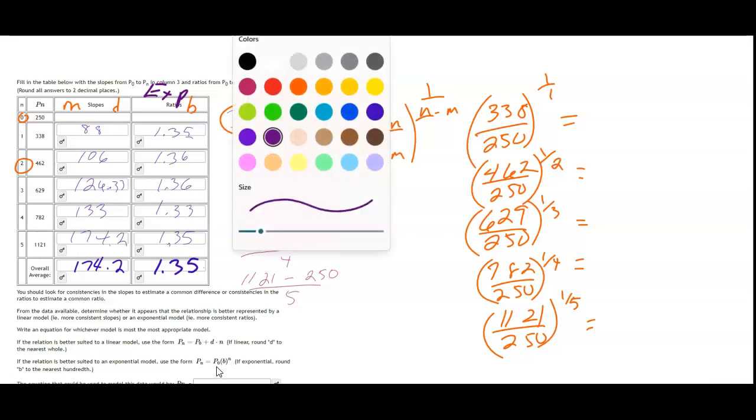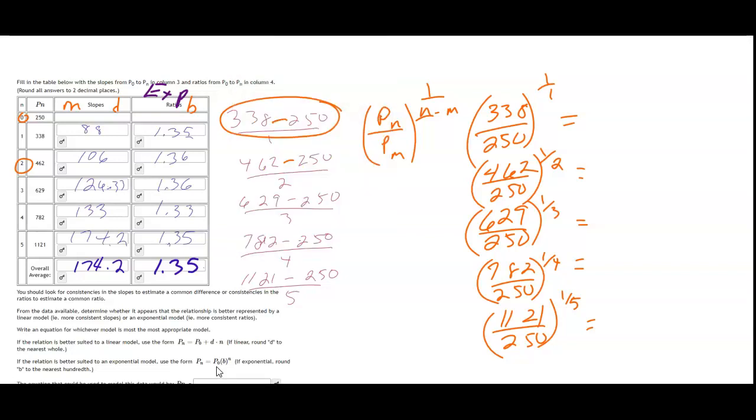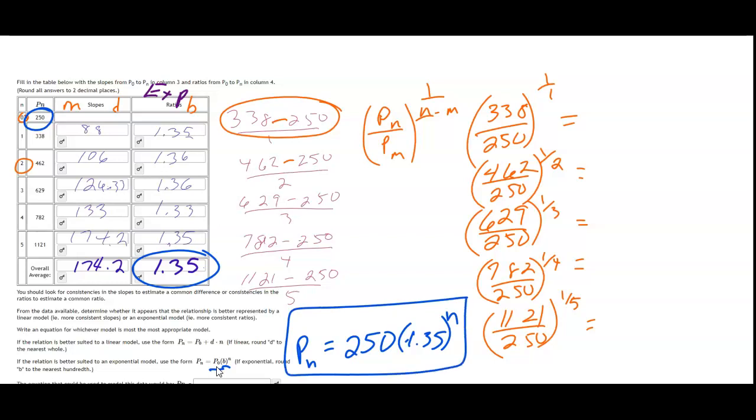So we have found our b and our p sub 0. Our b is equal to 1.35, and we know our p sub 0 is 250. So the formula would be p sub n is equal to 250, the starting value, times the common ratio, 1.35, raised to the n power, and that would be our exponential model. I hope you found this helpful.